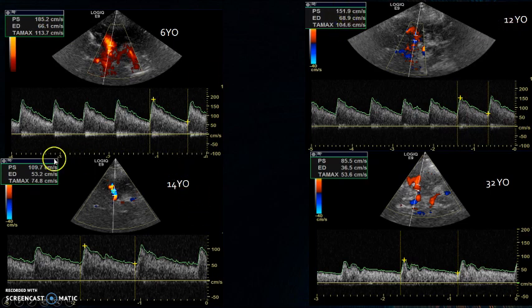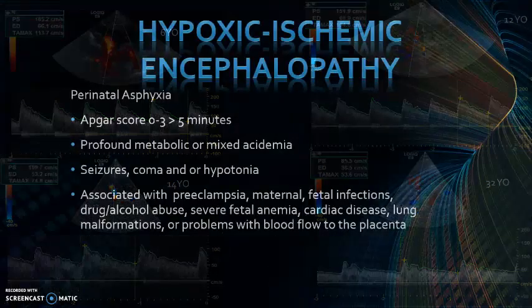On a 14-year-old, peak systolic 109, time average mean 75. And on a 32-year-old, peak systolic velocity is at 86, time average mean at 54. So you can see how it goes. Starts from high. If I would have scanned somebody younger than 6, theirs would have been a little lower than this. But you can see how the pattern goes decreasing through age.